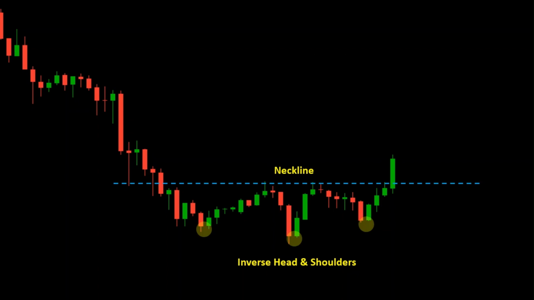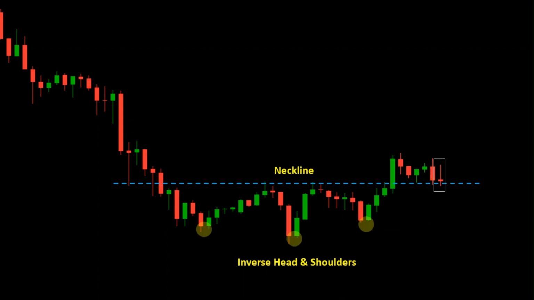Or, for a more conservative approach, wait for the price to pull back to the neckline and look for a bullish candlestick confirmation. As we can see, a gravestone doji formed at the neckline level. If you haven't watched my video on candlestick patterns, make sure to check it out. Just click the link in the top right corner of the screen.